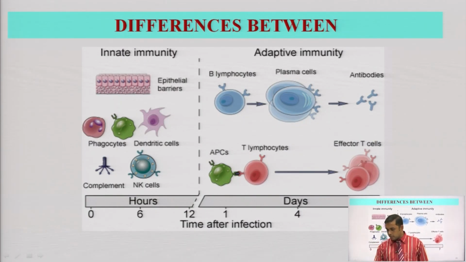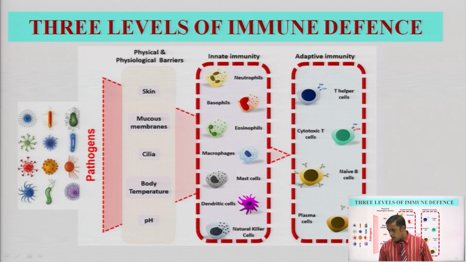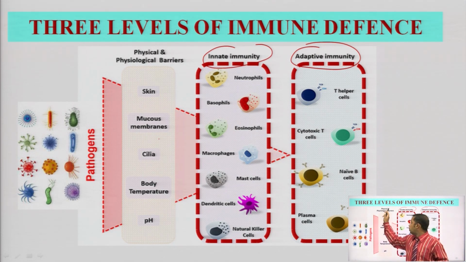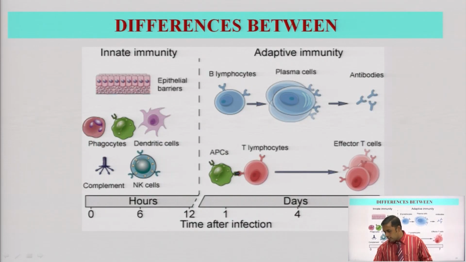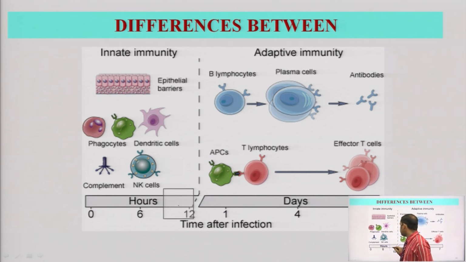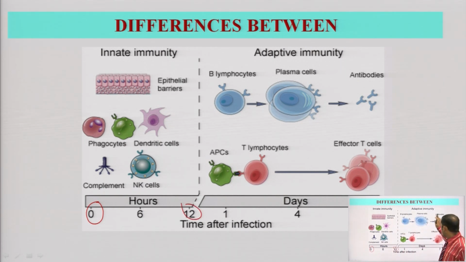What are the differences between the innate and adaptive immune system? Because in various books they have not given so much emphasis on our physiological barrier. They directly mention innate immunity or adaptive immunity. So, innate immunity you get very fast. If any bacteria or virus enters your body, you get the response very fast, in 0 to 12 hours. But in the adaptive case it will take a long time.